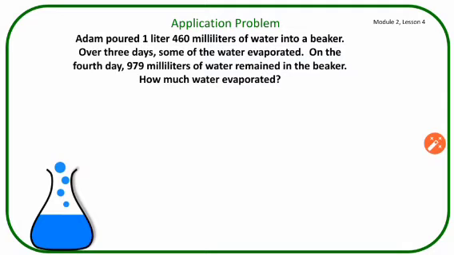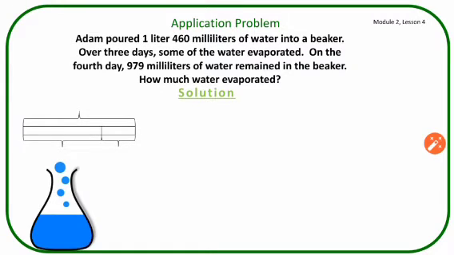Thank you. Now let's take a look at the solution to this problem. The first thing we do is to draw a tape diagram for this question. The tape diagram will make it easier for you to solve. So this is our tape diagram for the problem. Now, the question says 1 liter, 460 milliliter of water was poured into the beaker. And 979 milliliters of water remained in the beaker.